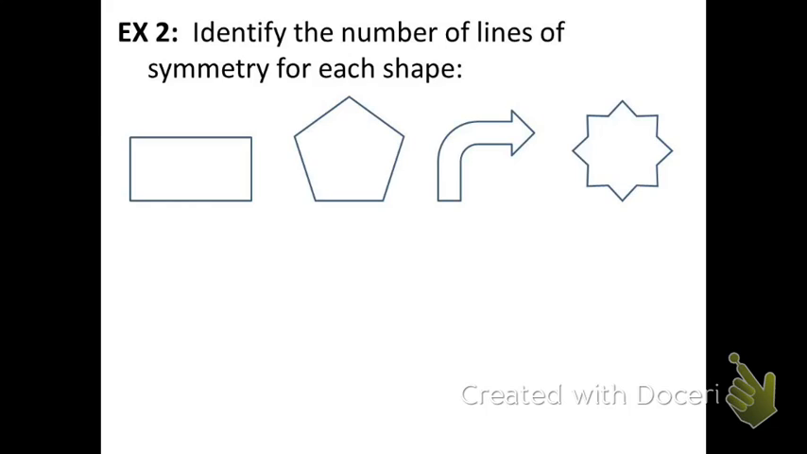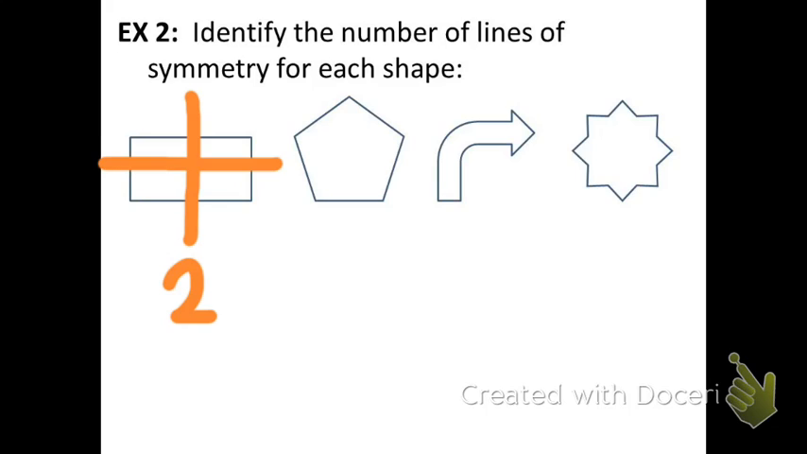On example 2, it says identify the number of lines of symmetry for each shape. So we're going to look at the first one. If we can draw a line so that it mirrors itself right here, well, it's not very straight. This pretty much cuts our image in half, and we can fold it over. Or here's another place where we could fold it over, and your image would still match on both sides. So we're going to say that this has 2 lines of symmetry.